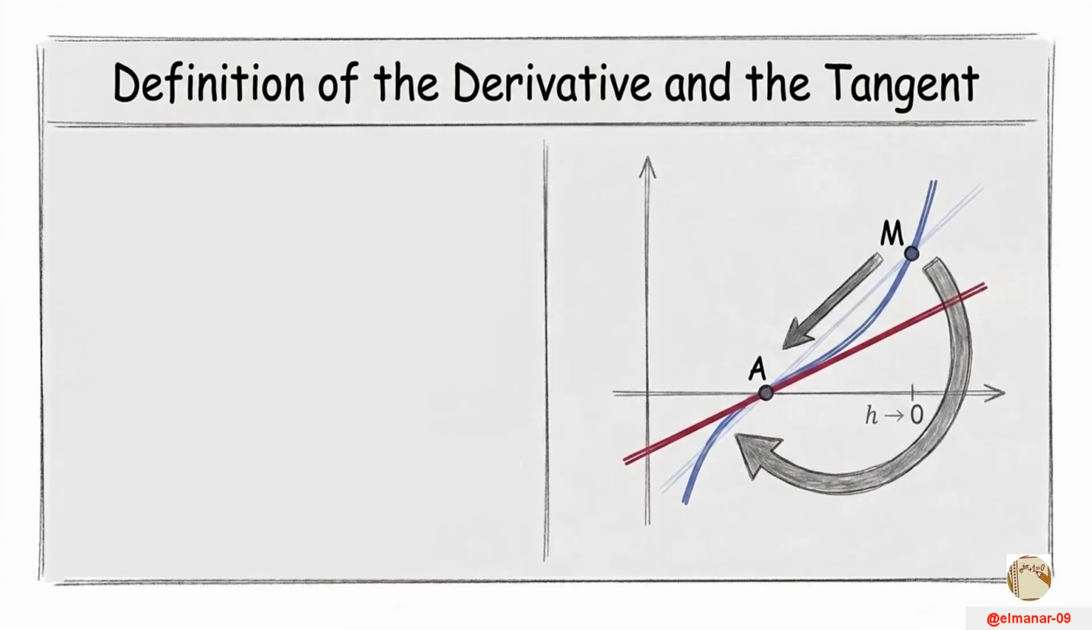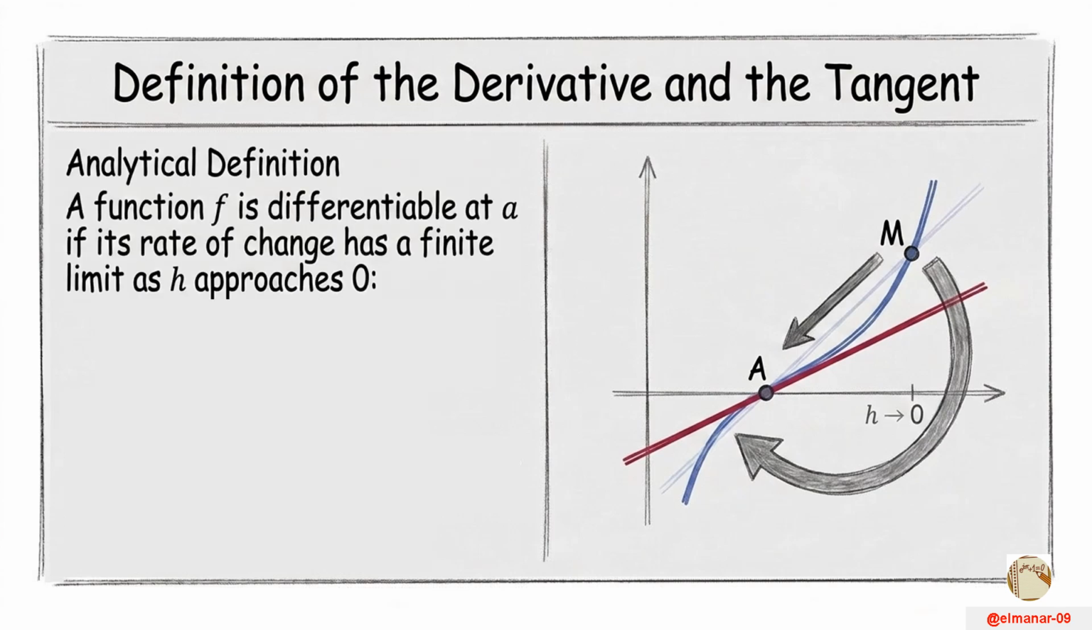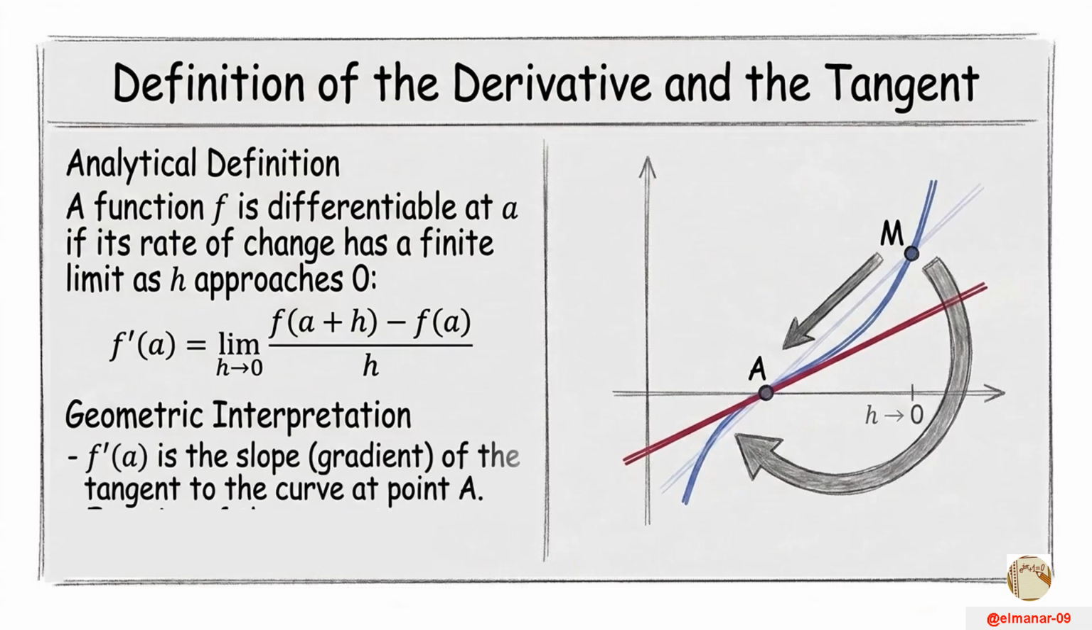Let's define the derivative and the tangent line formally. Analytically, we say a function is differentiable at a if its rate of change has a finite limit as h approaches 0. This limit is denoted as f prime of a. Geometrically, this value represents the slope or gradient of the tangent line at that point. If you know this slope, you can write the equation of the tangent line. Y equals f prime of a times the quantity x minus a plus f of a.